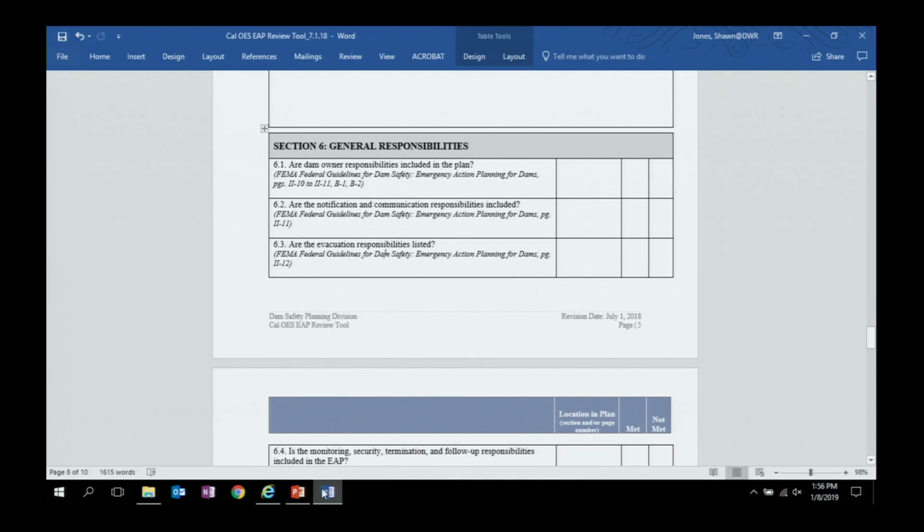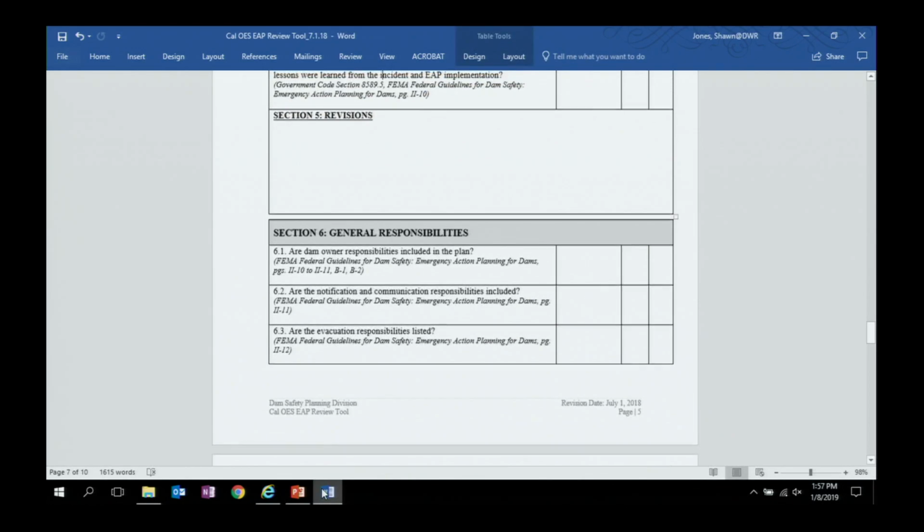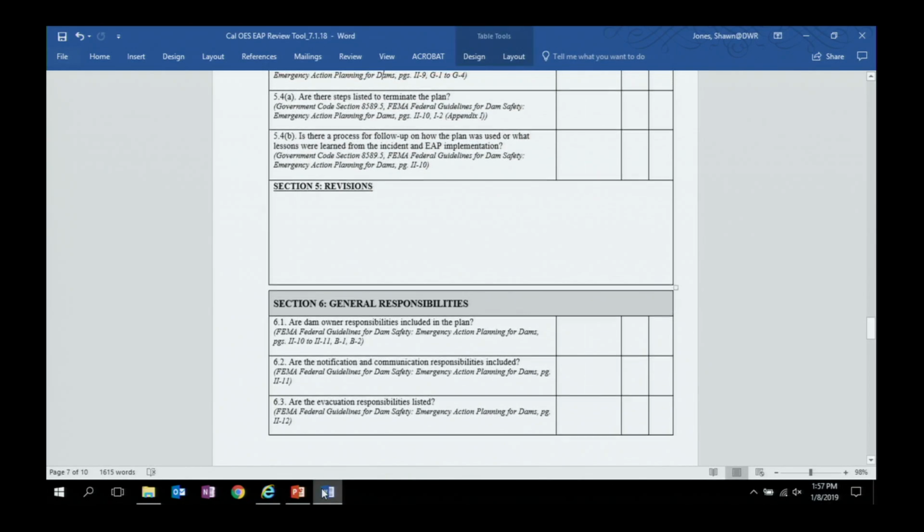Are there steps listed for the termination process? And who is going to be responsible for the termination process?